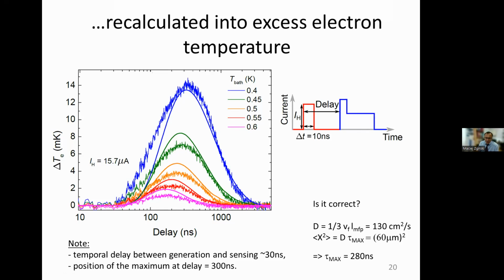So it is in good agreement if we consider the Einstein-Smoluchowski law, and we take this time of the arrival and the distance between the emitter and detector, which is 60 micrometers. We find that we expect the maximum actually should be after 280 nanoseconds. We observe it here after maybe 300 nanoseconds. So we see that it is in good agreement. So the process we observe is the really direct observation of hot electron diffusion.